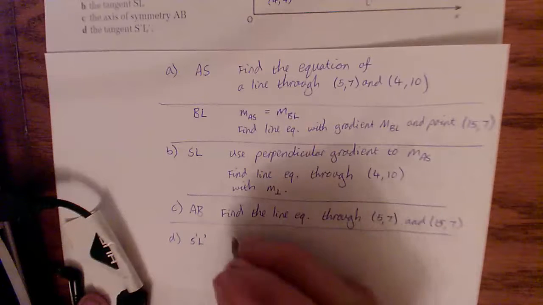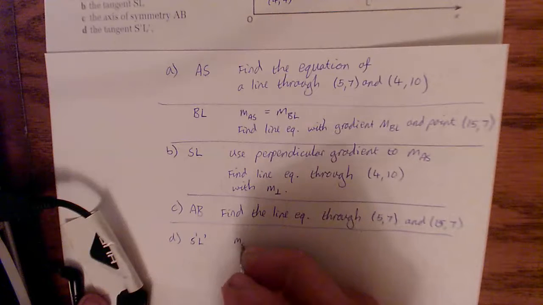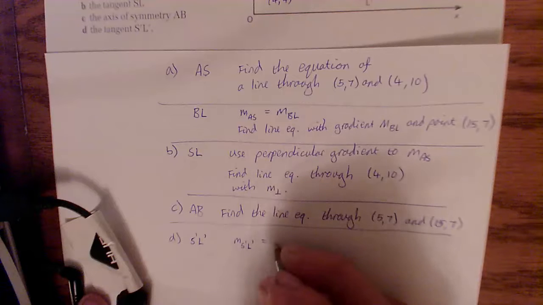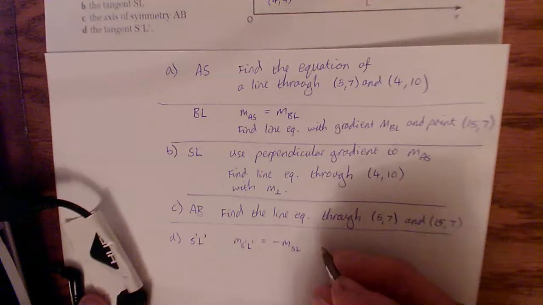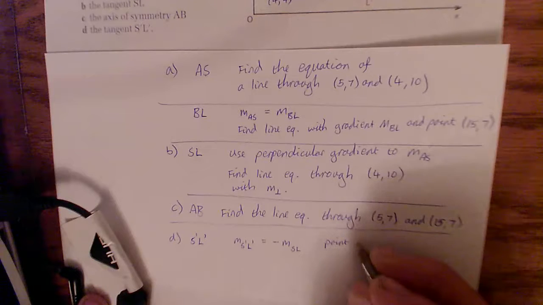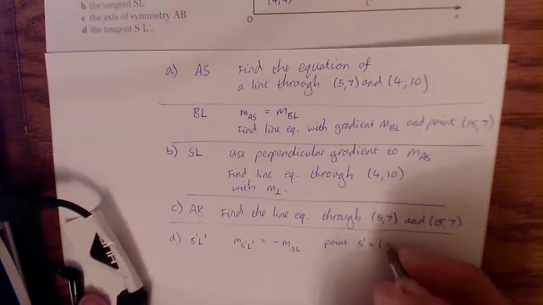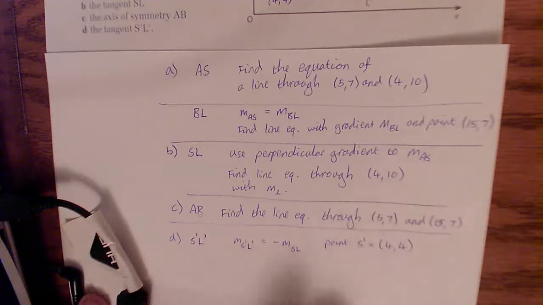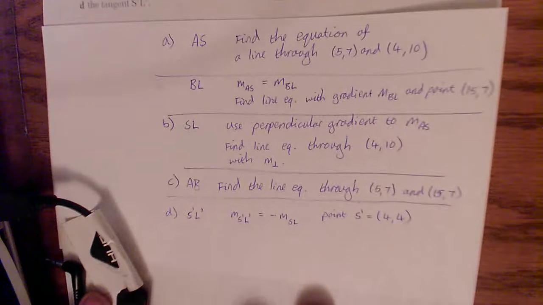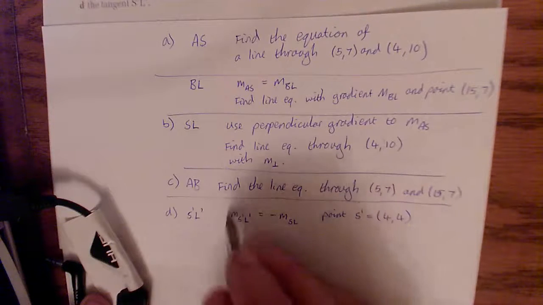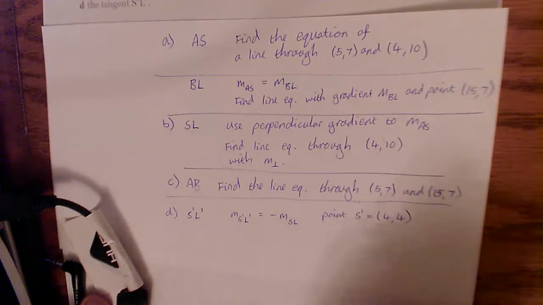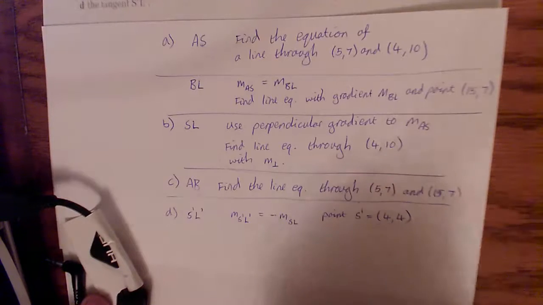So let's write all that down. We have m of S'L' is equal to minus the gradient SL. And we have point S' equals 4, 4. Using those facts, we can then find the equation of the line because we know its gradient and we know a point on the line. And once you've got that, you can find a line equation.